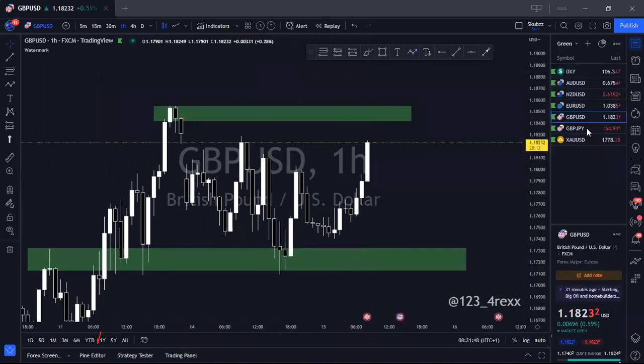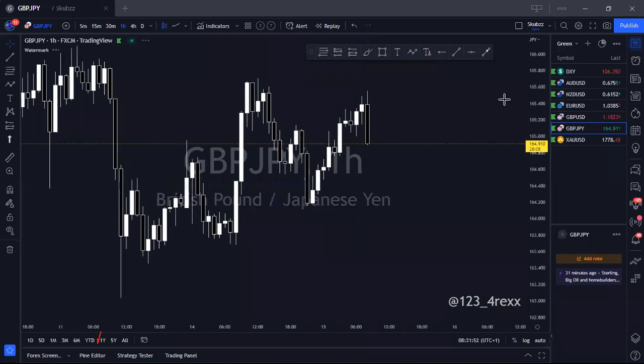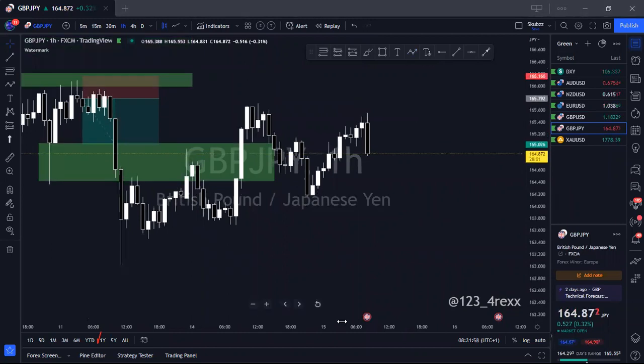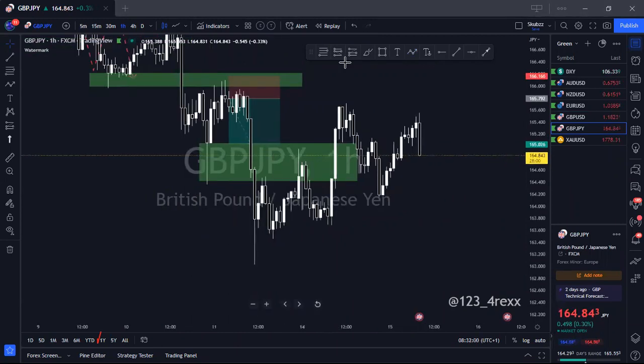GBP JPY. So we've made GBP now. GBP JPY is crazy today. I think that downtrend kind of ended, but then I think we're coming back into it right now.